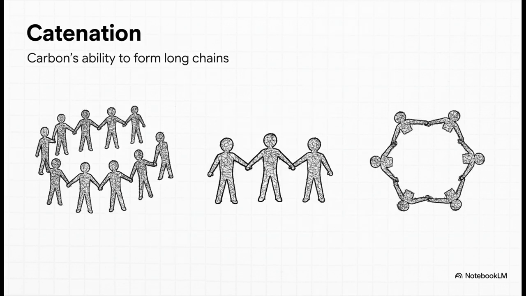And its second superpower is even more amazing, if you can believe it. It's called catenation. This is carbon's special ability to form strong bonds with other carbon atoms. This allows it to create really long chains, branched chains, or even rings. Just imagine a long human train where everyone is holding hands very tightly. That's catenation. And you know what? No other element can do this as well as carbon can.